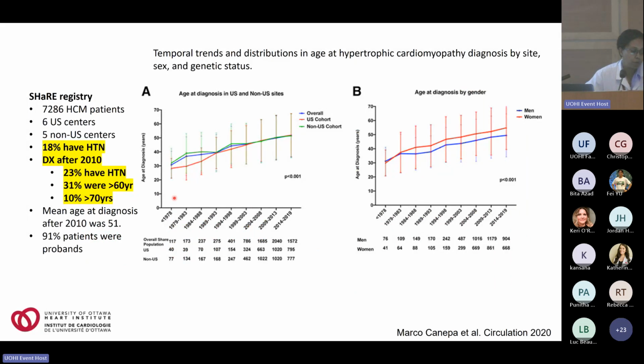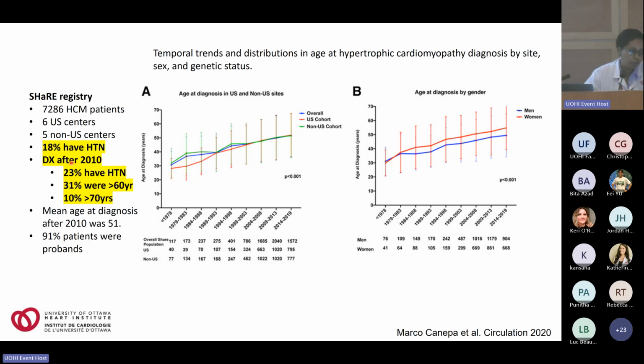This is to show the SHARE registry, which included over 7,000 patients with hypertrophic cardiomyopathy. It's an international registry. It shows that the mean age of diagnosis throughout the years has significantly increased, with the mean age being around the 50s in the last few decades.